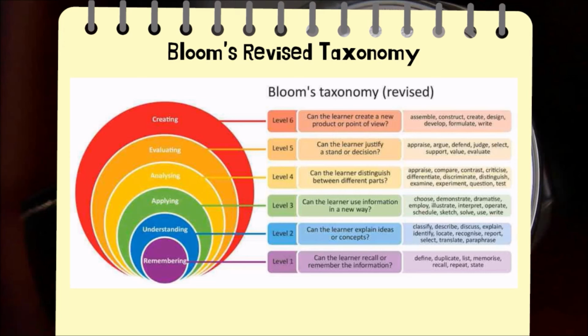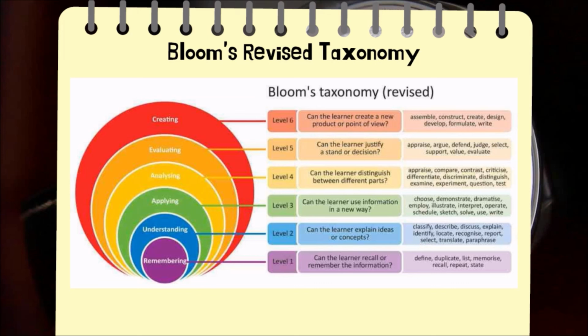Level 3 is applying. Can the learner use information in a new way? So can they demonstrate, illustrate, interpret the author's choices, or interpret the decision that the character made, interpret the decision of the political party, or interpret the formula the mathematician decided to use. Level 4 is analyze. Can the learner distinguish between different parts? Can they compare, contrast, criticize, discriminate, distinguish, examine, experiment, question, or test?